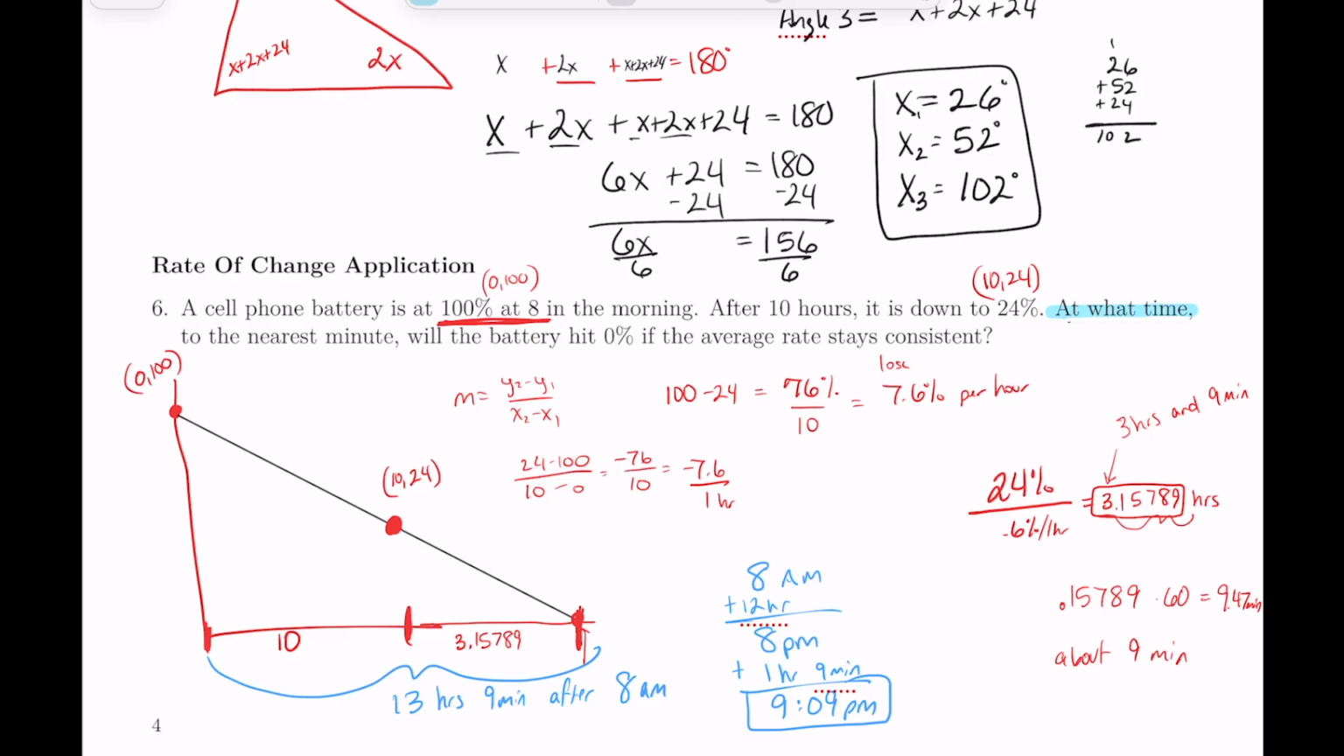Now, this is one way to do it, and that's referencing this point of after 10 hours of playing on the phone, I'm at 24%. So what I'm really looking for is how long until that 24% goes to 0.